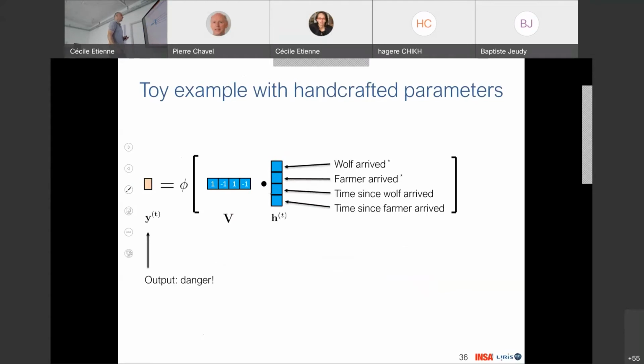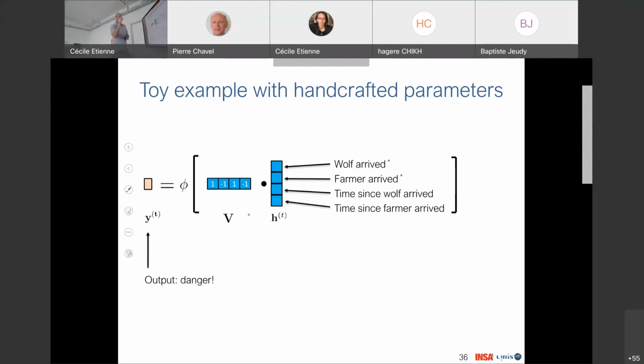And then the second equation will just take the decision here. y is a decision which will be positive, so higher than 0 if there is danger, and negative or 0 if there is no danger. And this is my handcrafted parameter vector, which tells me what? Well, the first 2 values calculate the difference between wolf arrived and farmer arrived. So if the wolf is here and the farmer not, it gives me 1.